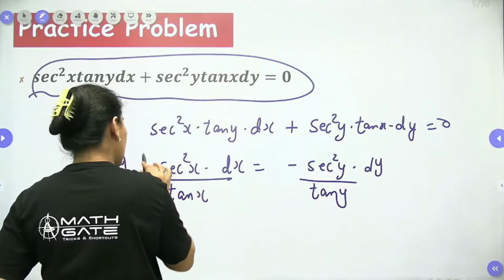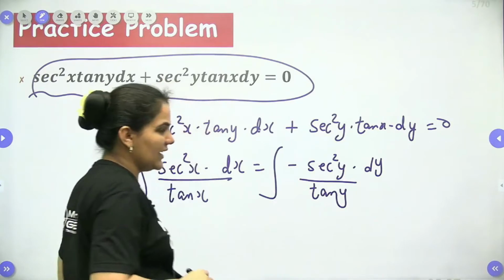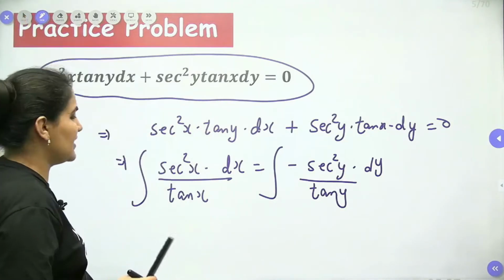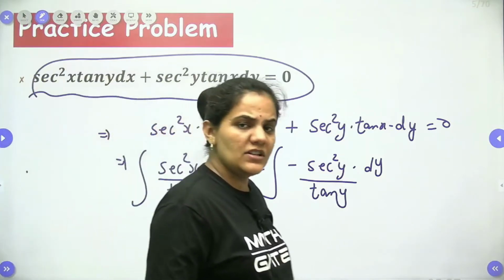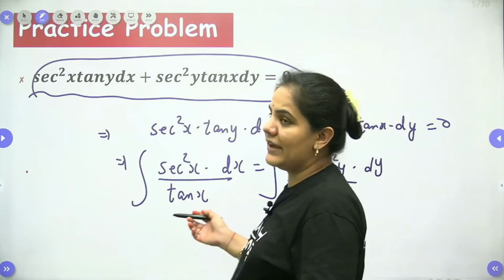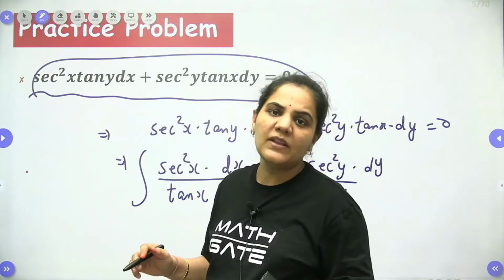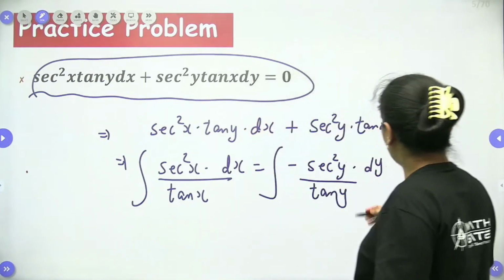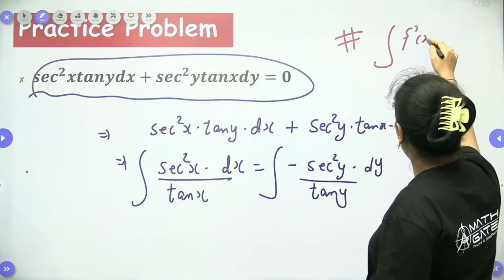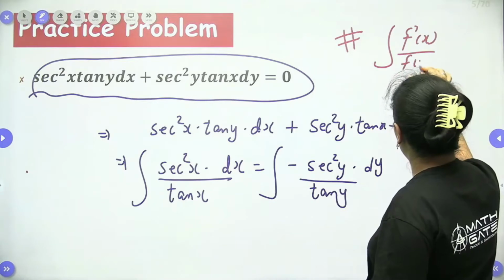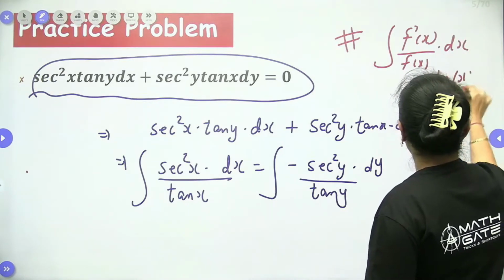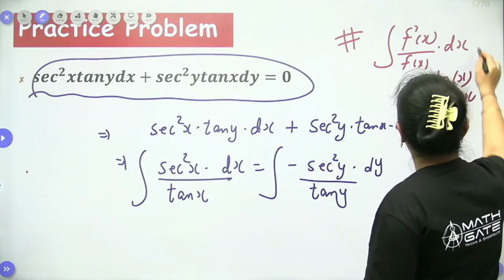Now we know very well what we have to do. We have to just integrate both the sides. As we know very well, the differentiation of tan x is nothing but sec square x, the differentiation of tan y is nothing but sec square y. We have to integrate, but we know very well the formula which I already told you. Whenever you see the f dash x by fx dx form, you will approach ln x, or log of x, right?